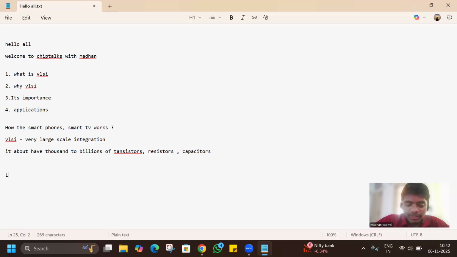First one is, what is VLSI? I already told you VLSI stands for very large scale integration. What is VLSI? It means designing chips. Inside the chips we have thousands to billions of transistors. So that is VLSI.